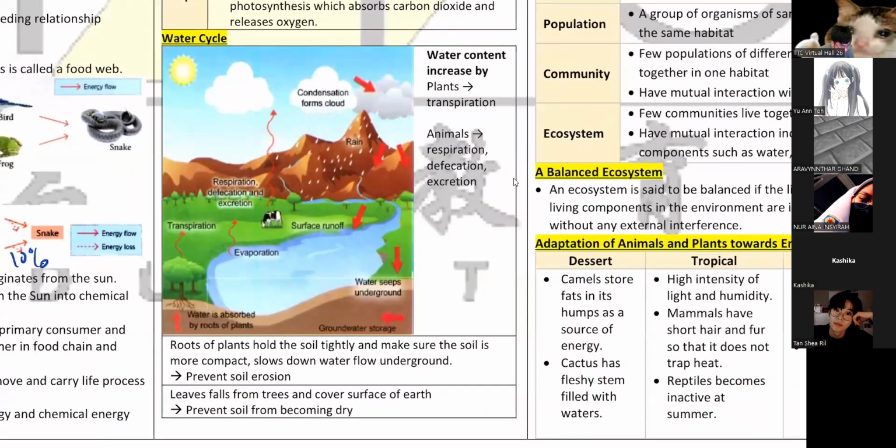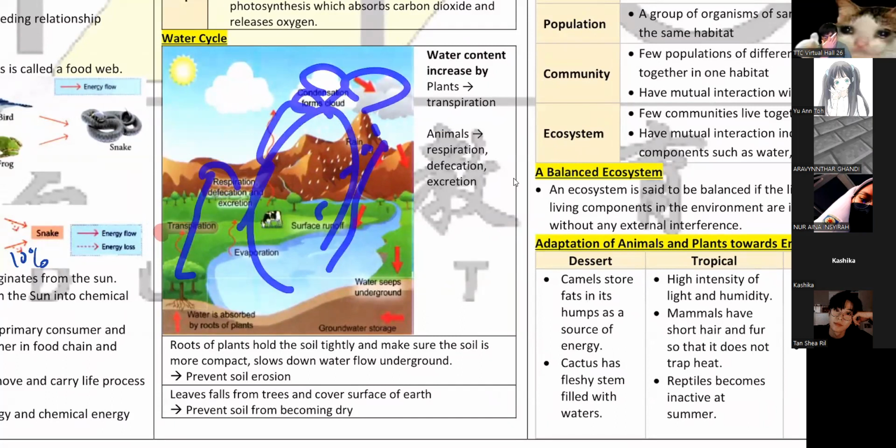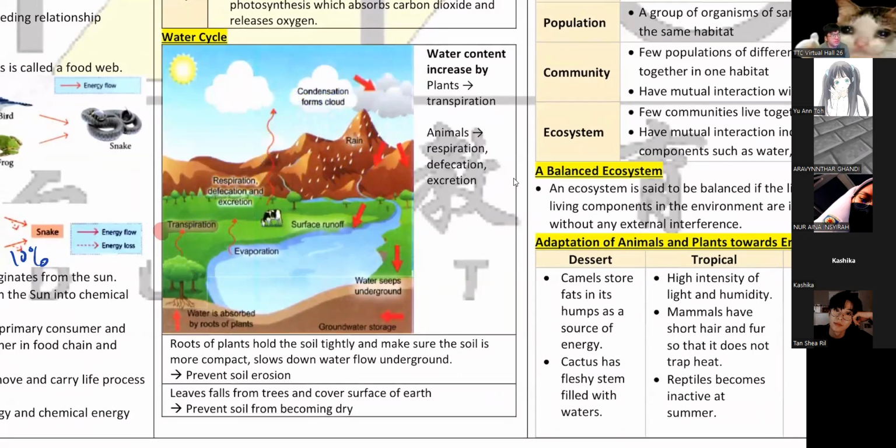Okay, so the water cycle is also very simple. Evaporation, and plants will do transpiration. This one is very important, take note here. So they evaporate, then condensation, they form clouds, then it rains, then you have evaporation again. So the water cycle is very simple.